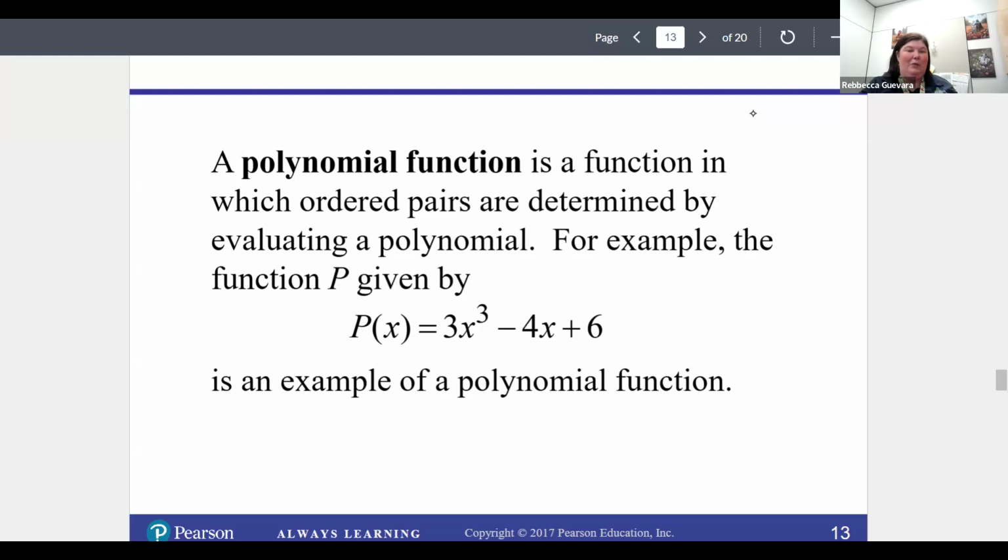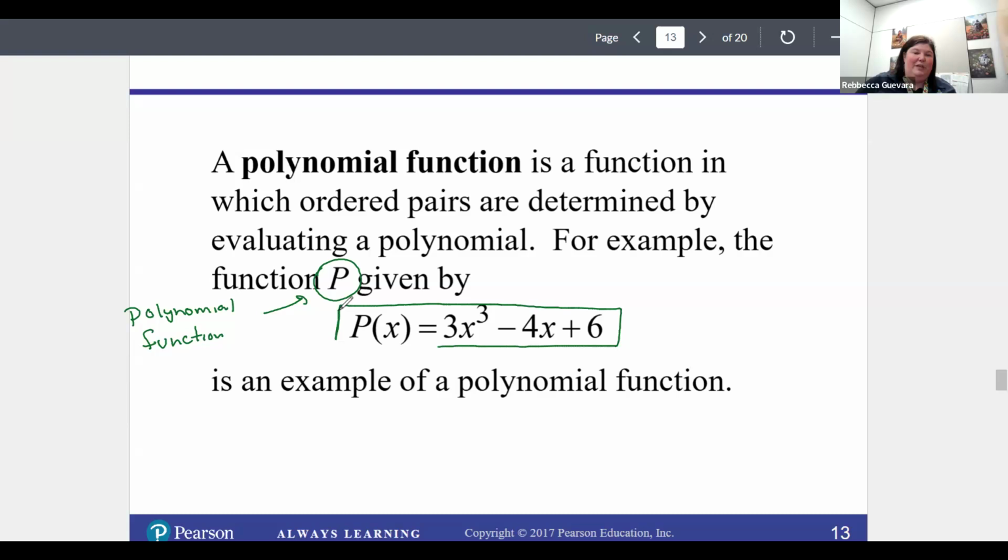For example, just to point this out, we usually use P when we're talking about polynomial functions instead of F. So for example, the function P given by P of x equals 3x cubed minus 4x plus 6 is an example of a polynomial function. So like I said, frequently we use P's for polynomials. Sometimes we use Q's later on, when we start talking about rational functions, then we use a P and a Q.